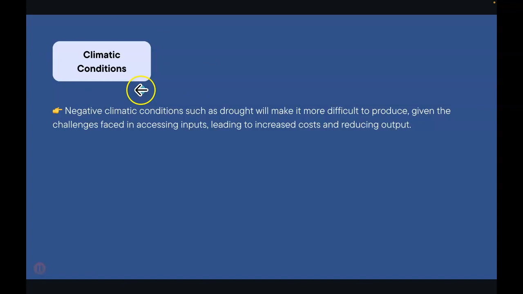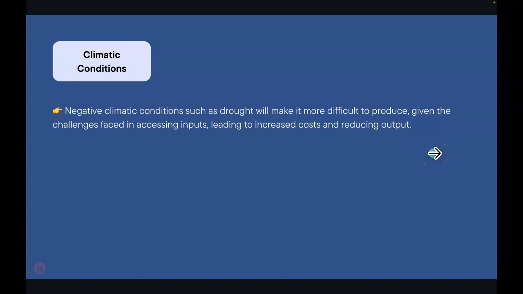Climatic conditions. So this one's really nice and simple. Basically, if you've got favourable climatic conditions, you should be able to see a decrease in the average cost of production, which will increase output, which is ultimately signalled by an increase in aggregate supply. So negative climatic conditions such as drought or bushfires, which are obviously really pertinent to Australia, it's going to be more difficult to produce given the challenges faced in accessing inputs such as land, labour, capital and enterprise, particularly land. Land is quite vulnerable to this one, just given the nature of working in the agricultural sector.